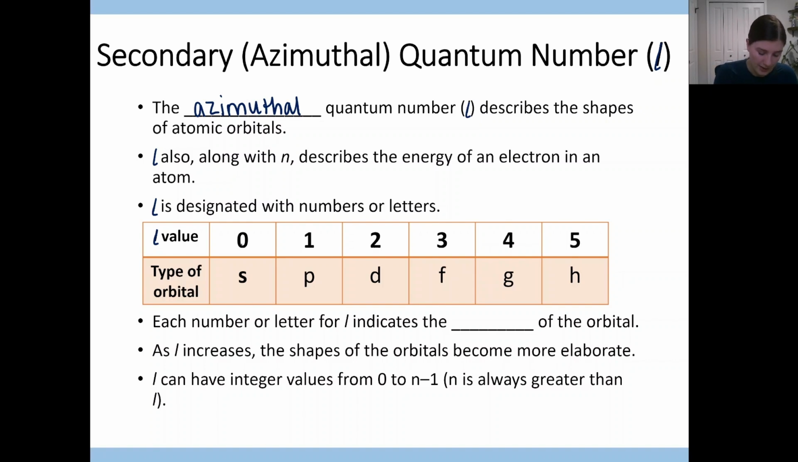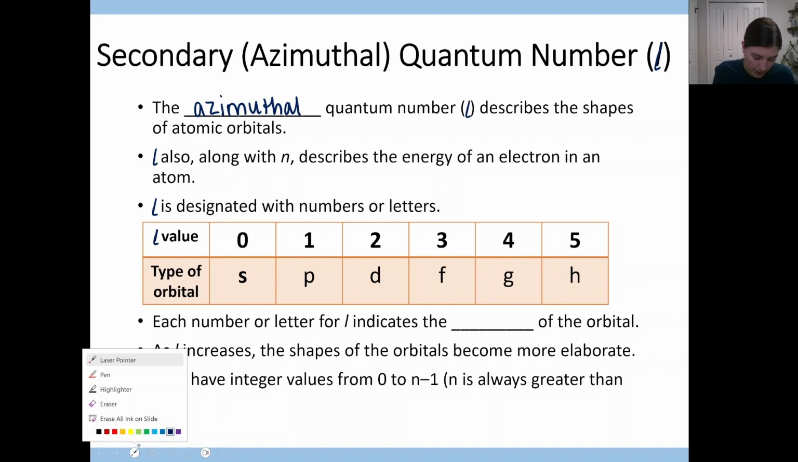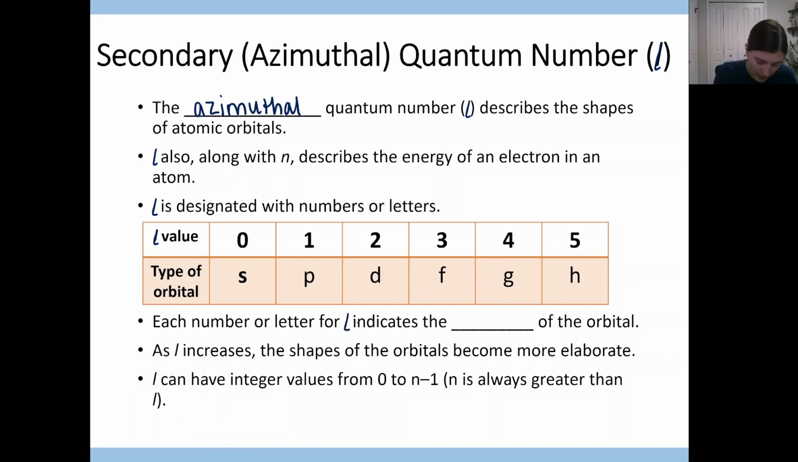But if we have a value of 0, this means that the type of orbital is an s orbital. And s orbitals have unique shapes from p orbitals, d orbitals, and so on. So if l is valued at 1, then that number is describing a p orbital. If l is 2, it describes a d, and so on. If l is 5, it describes an h orbital. So each number or letter for l indicates the shape.